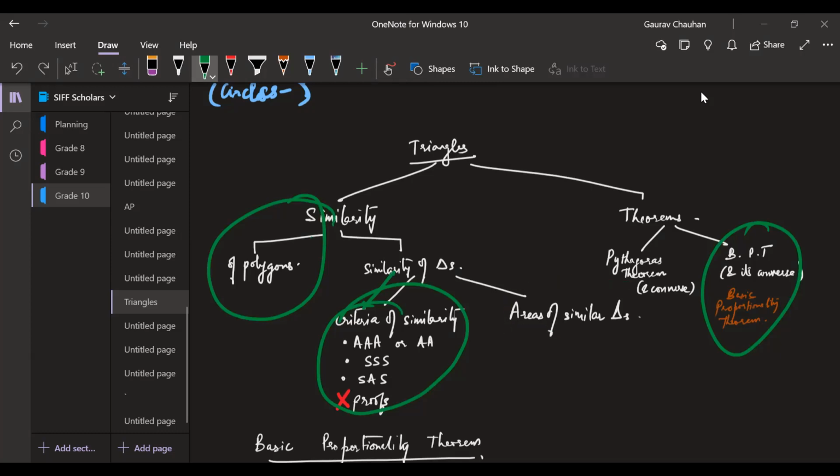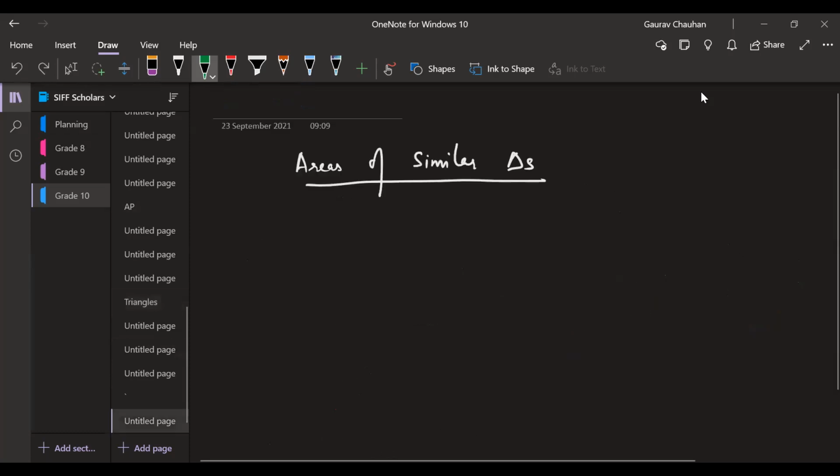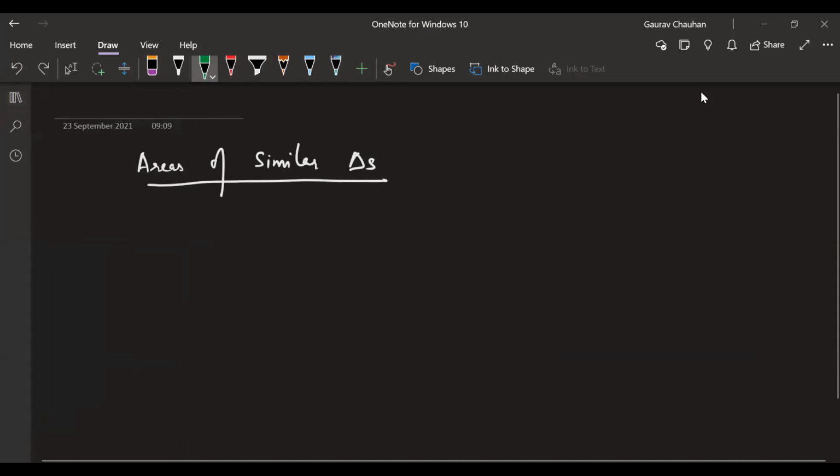This is probably the second last topic, and tomorrow we'll cover Pythagoras theorem and its converse, which is something we are familiar with, but we have some good questions in this textbook. We'll cover this tomorrow, and then we'll bring us to the end of this chapter. So moving on, areas of similar triangles is our next topic.